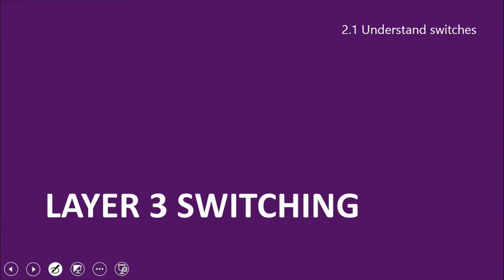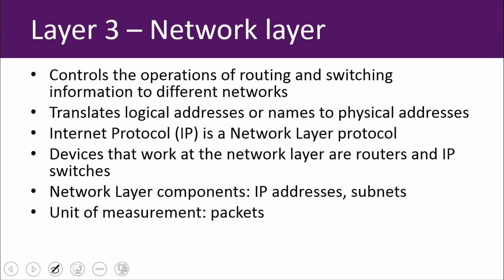All right, so layer 3 switching is a little bit different, okay? Layer 3 is the network layer. Right? It controls the operations of routing and switching. It translates logical addresses or names to physical addresses or vice versa. So if you're receiving data, you're going to go from a physical address into a logical address. A major protocol that we're going to learn a lot about today, called the Internet Protocol, is a network layer protocol.